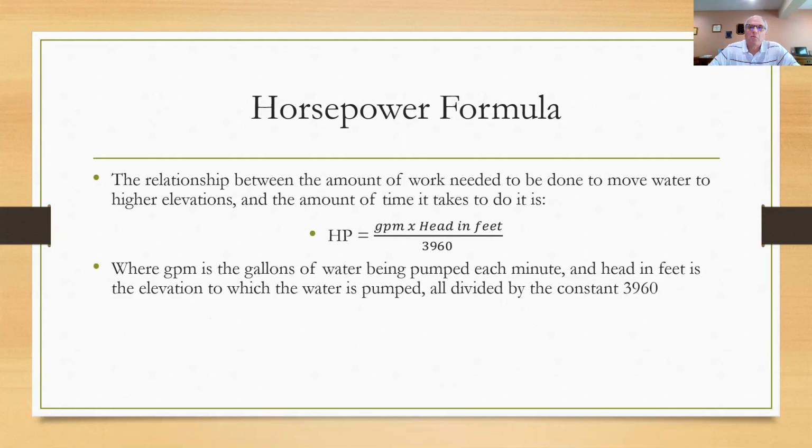Gallons per minute is the amount of water being pumped each minute. Of course, that water weighs something, and so the work is being done. The head in feet is the elevation to which the water is being pumped. Again, all divided by 3960.